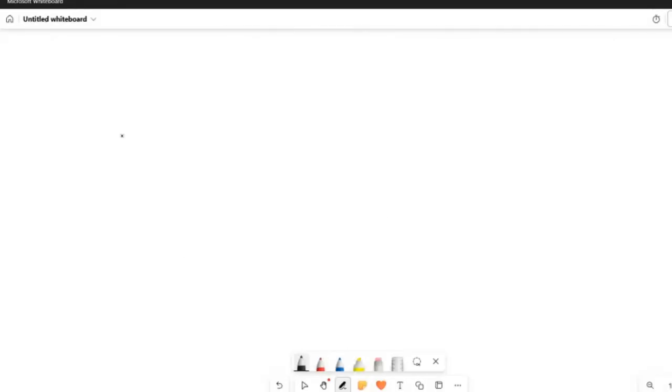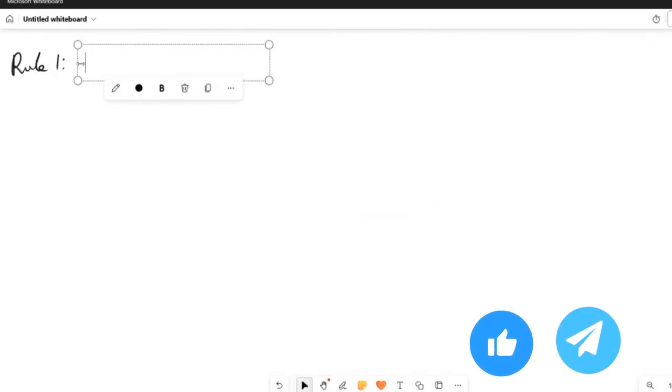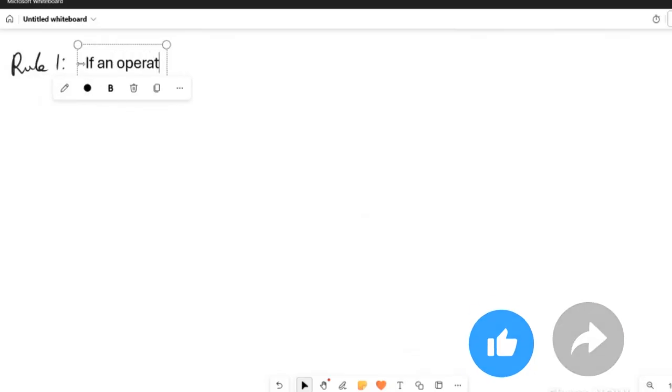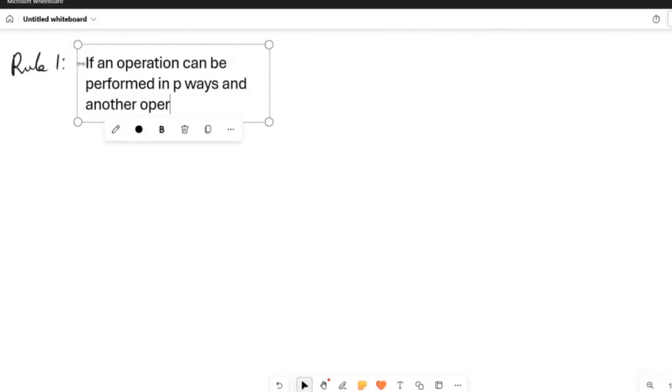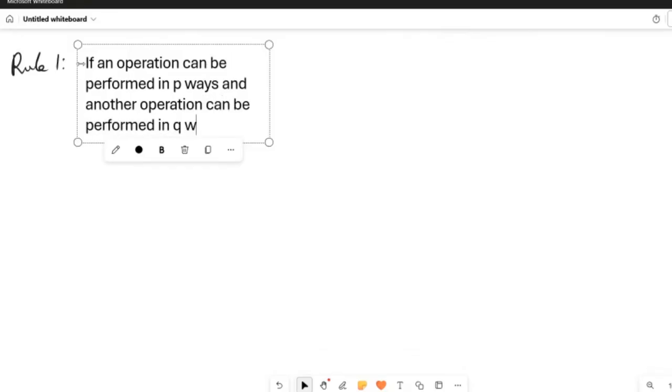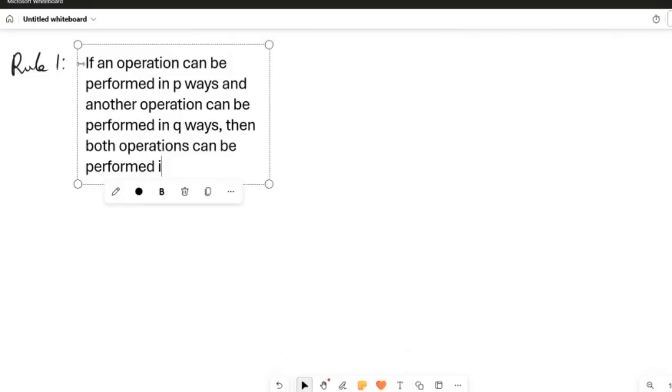The first rule I like to give in a class like this says that if an operation can be performed in P ways and another operation can be performed in Q ways, then both operations can be performed in P times Q ways.